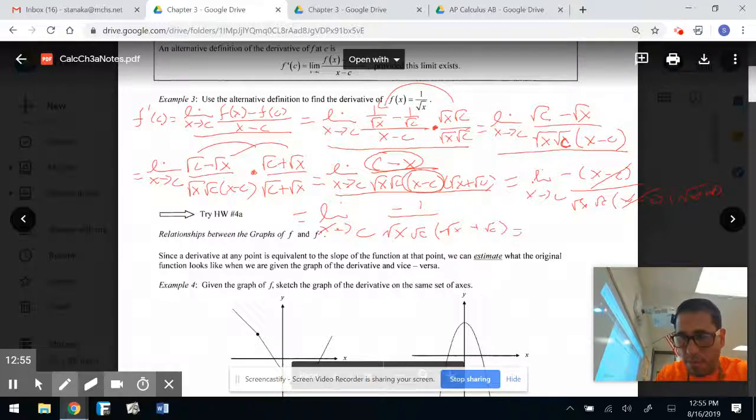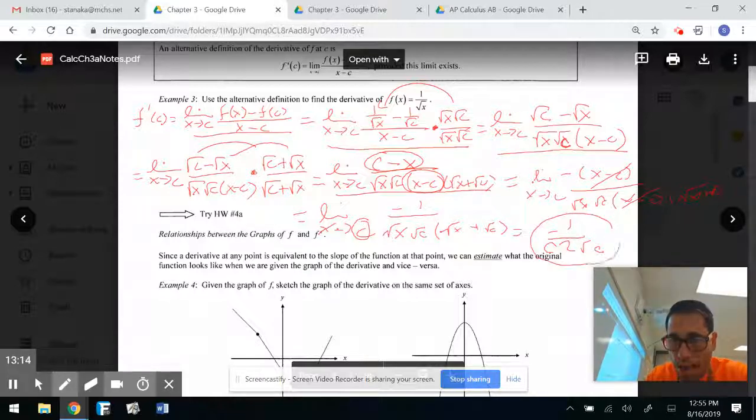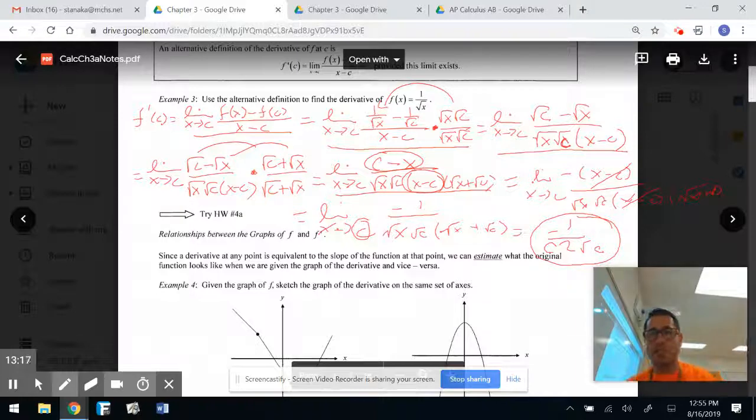But what's so awesome now, and thank goodness, is I could plug in that little c now for all the x's, and I get -1 over the square root of c times the square root of c is c, and then a square root of c plus a square root of c is 2 square root c. And booyah! There you go. That is the slope of any tangent line on that graph, 1 over the square root of x.